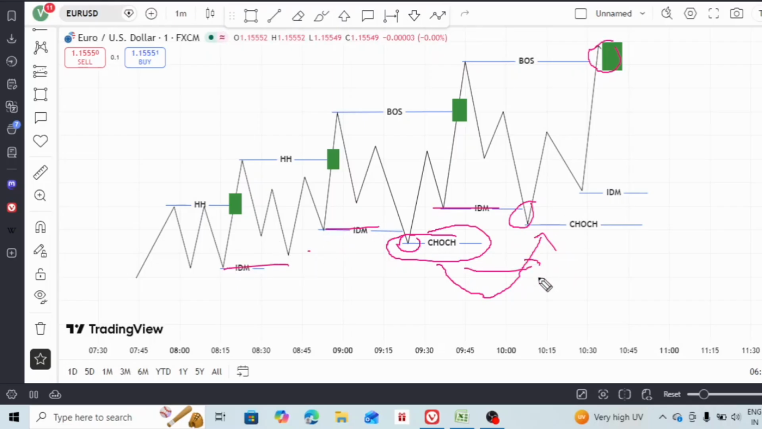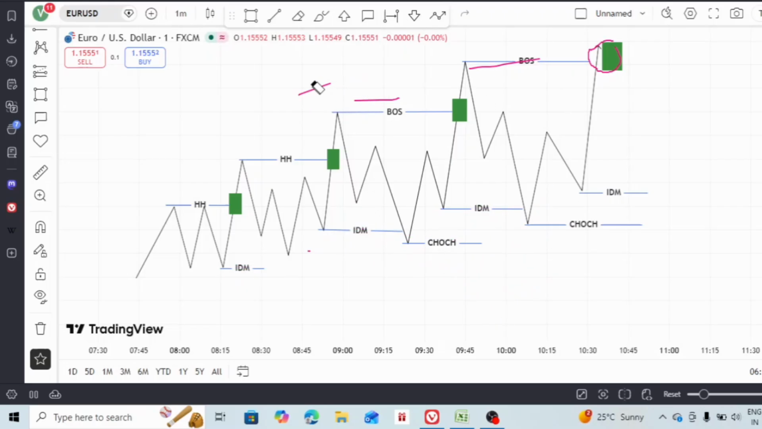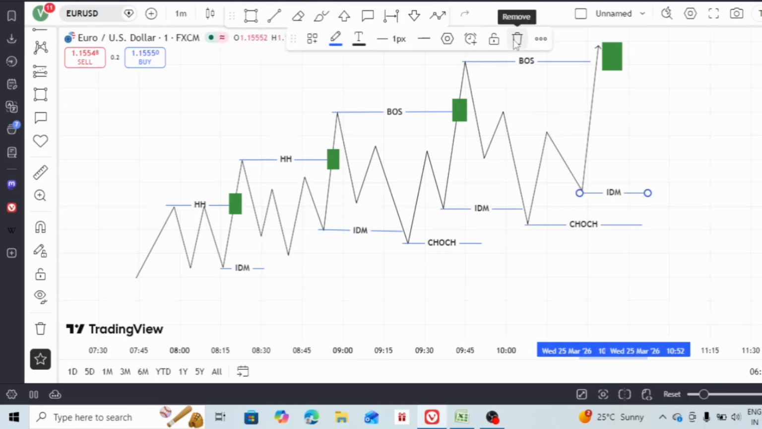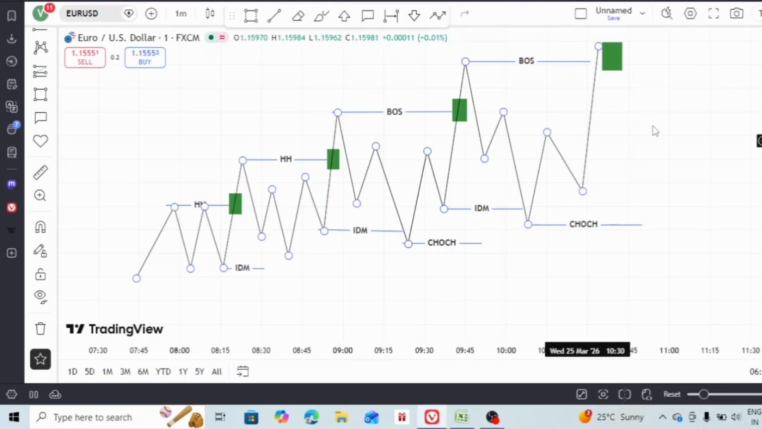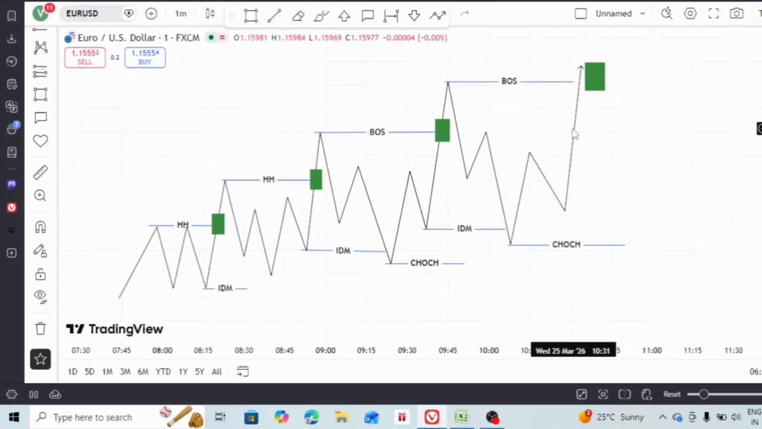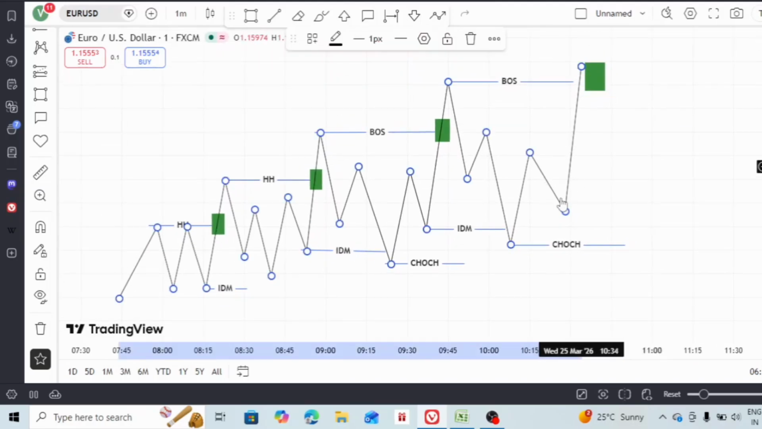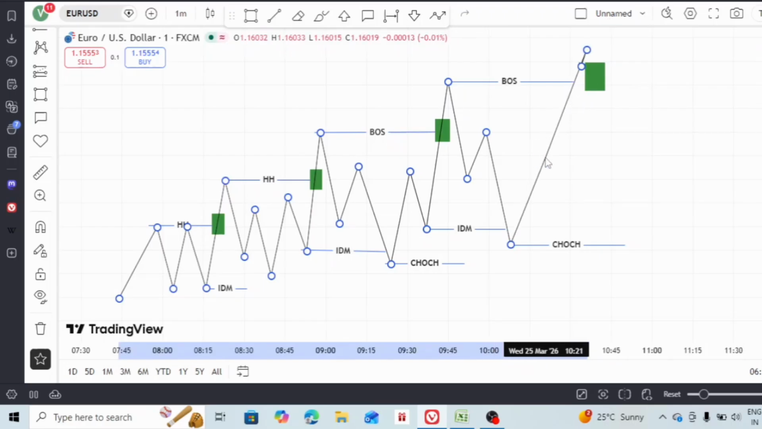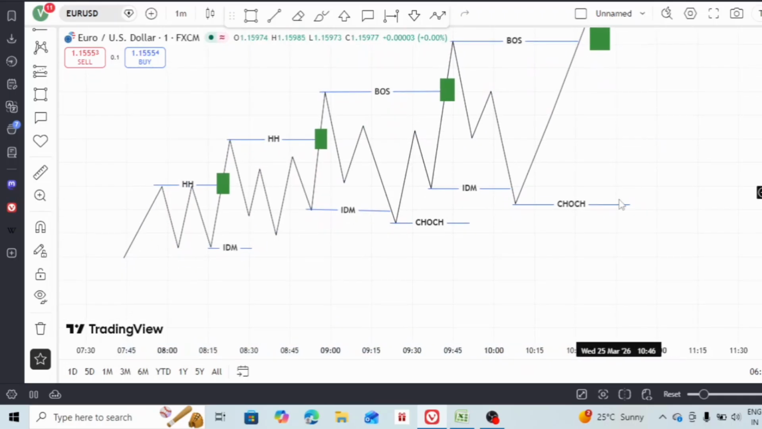So same as with the change of character and break of structure, as the market continues to move, the level will also continue to move. Okay, so we also need to understand one point. Suppose we don't have the pullback here, and then the market just went up directly like this. There is no pullback. So will this level be the change of character level?